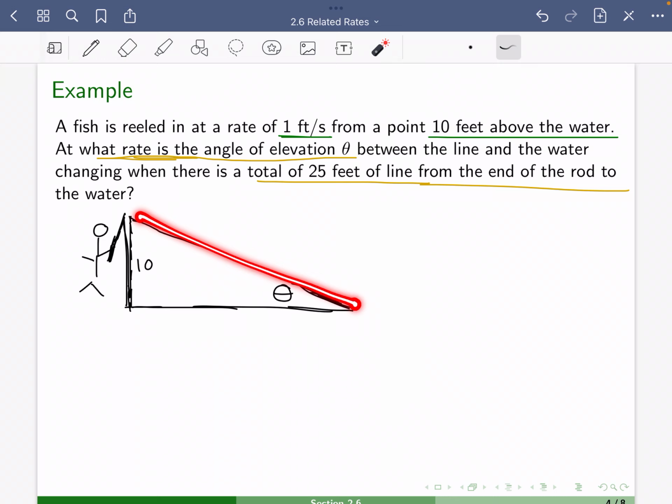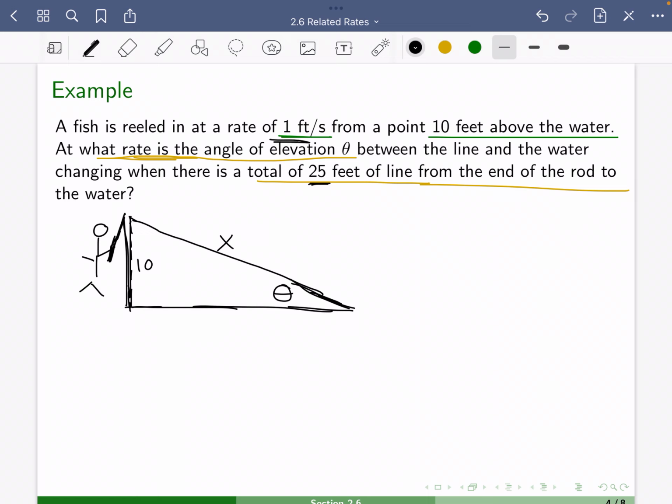Is that length of line changing? So as that person is reeling in at 1 foot per second, is that length changing? Absolutely it's changing. So we're going to give it a variable. We can't plug in that 25 yet. And so we'll call the variable x.